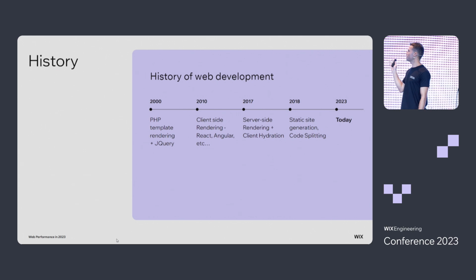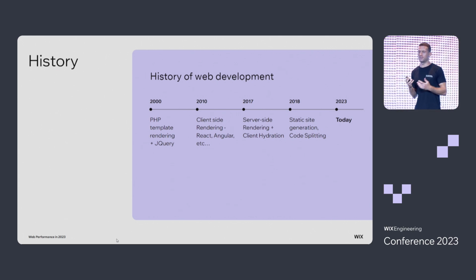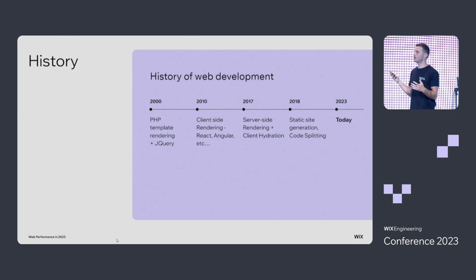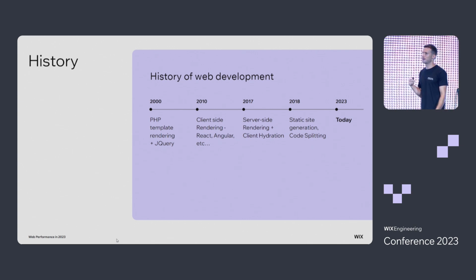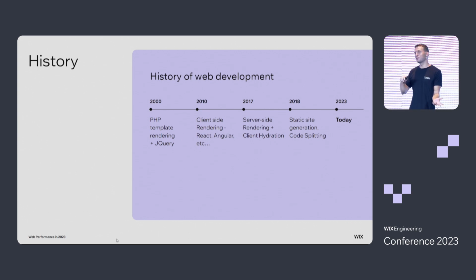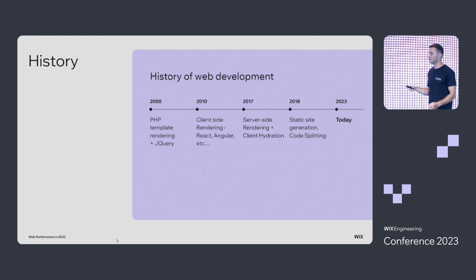So we started with PHP rendering HTML, and then jQuery and JavaScript came to make the site interactive. A little bit after that, client-side rendering started. Libraries like React and Angular came and moved all the code from the server to the client side. So all the code that used to be on the server side moved to the client side.